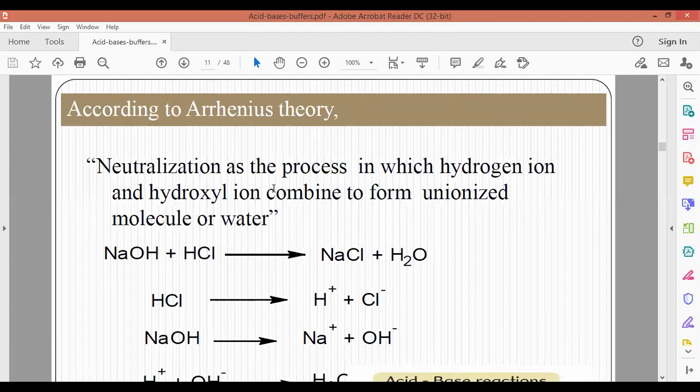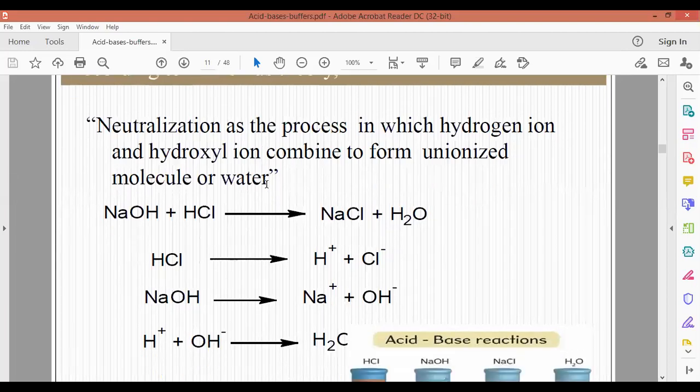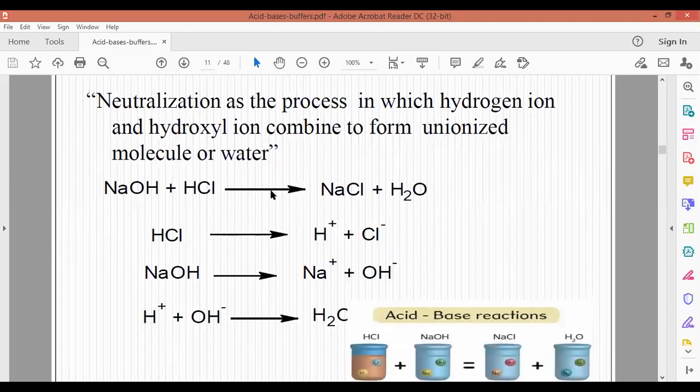Nothing but the neutralization. But according to the Arrhenius theory, what is it? When an H+ ion and an OH- ion combine, the hydrogen ion and the hydroxyl ion, H+ ion reacts with the OH- ion, forming H2O, which is nothing but an unionized molecule. Unionized means they don't have ions, that is called an unionized molecule or the water molecule. So nothing but the neutral.